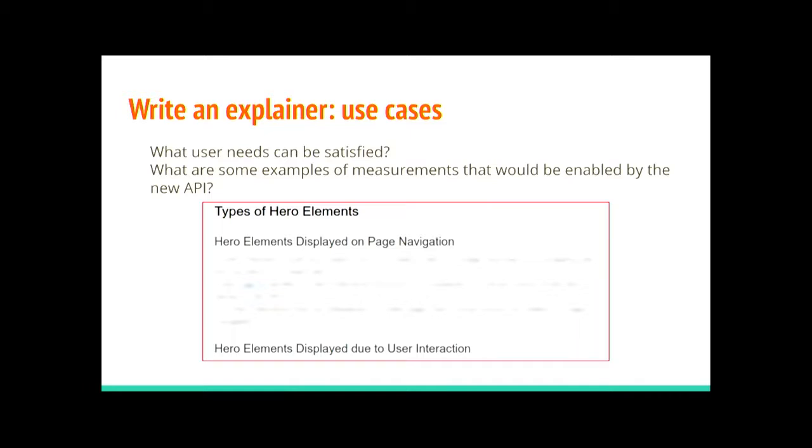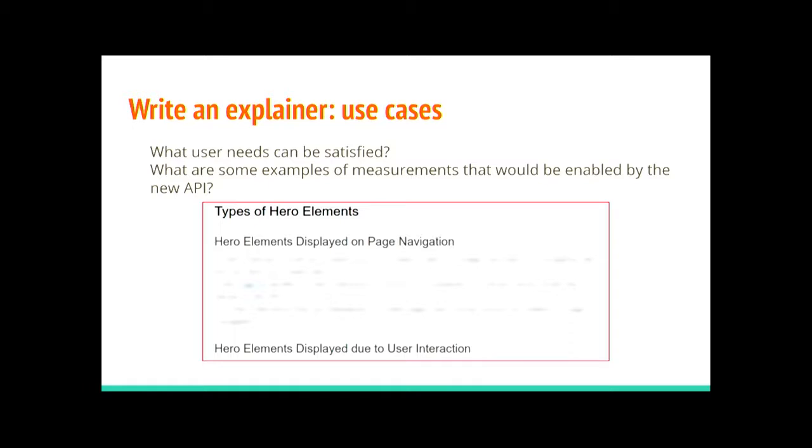In the case of hero element timing, we have two examples. One is the time it takes for images to be displayed upon page navigation. So some images are displayed on the page immediately after navigation because the user doesn't have to do anything to see them. They just show up right away.